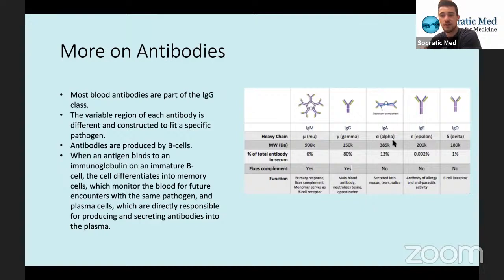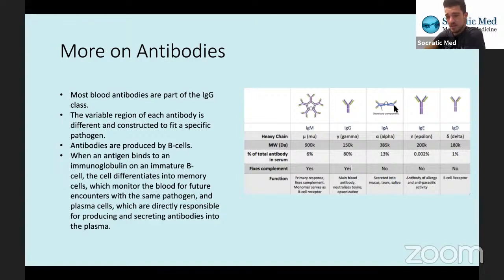IgA, those are antibodies that are secreted into mucus, tears, and saliva. So kind of like before, how we were talking about how lysozyme is in your tears and your saliva, it's the same thing. You have antibodies in there as well, because again, we're trying to cover our ground. Anytime we have an opening in our skin, we want to have as much protection as we can because it's an opening into our body.